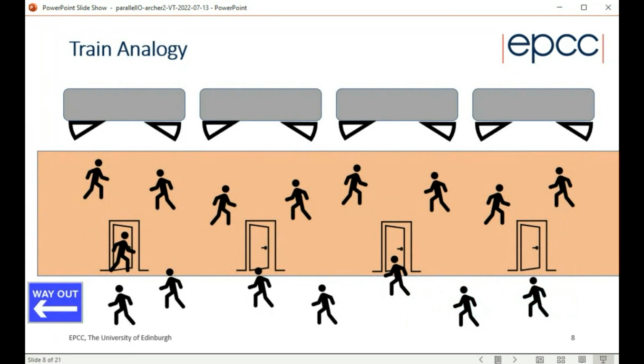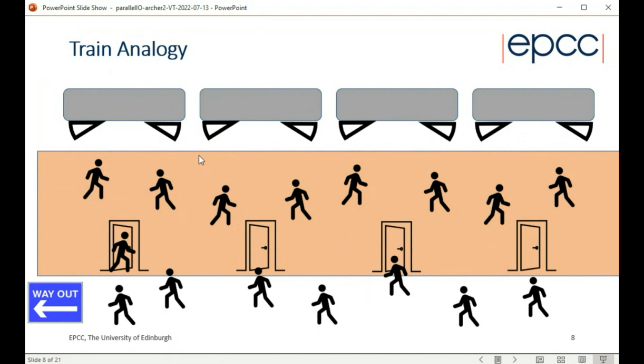So this is the new slide. I have a train. I like analogy, so this is my train analogy. I think it works. This is the way I think of the file system. We have an underground train here with 4 carriages, and we have a platform, and then we have 4 exit doors, and everyone's trying to get on the way out. And what you hope happens is you open all the doors on all the carriages. Everyone rushes out, and they efficiently go through all these doors, and they get out very quickly.